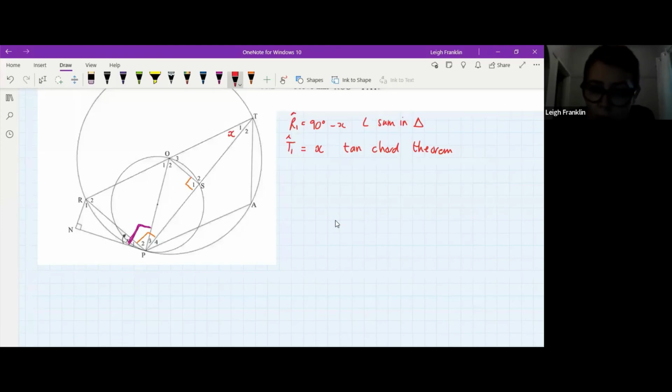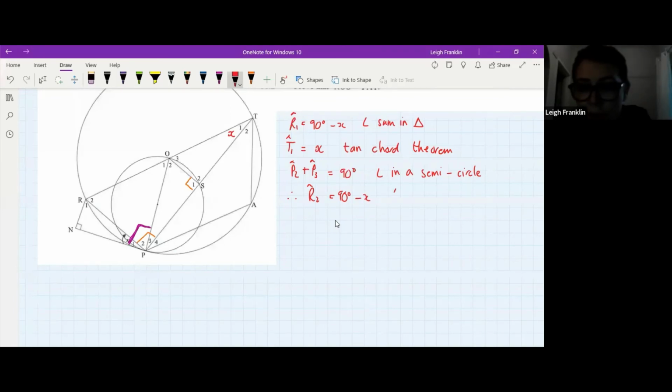So now, in a logical stepwise manner, we need to say that P2 plus P3 equals 90, right? It's 90 because ROT is a diameter, so that is angle in a semicircle. So therefore, R2 is 90 minus X, as you guys had said, because of angle sum in triangle. And now we may conclude, therefore, R1 equals R2.